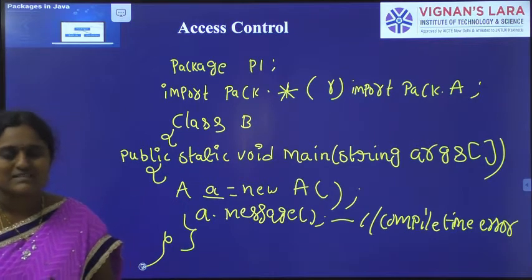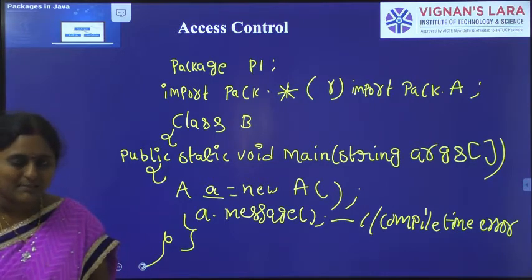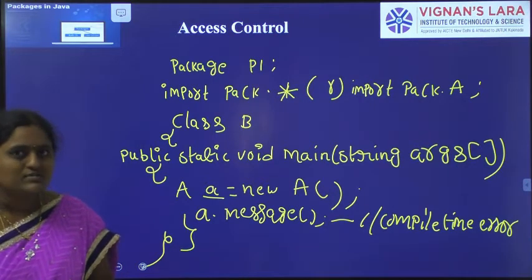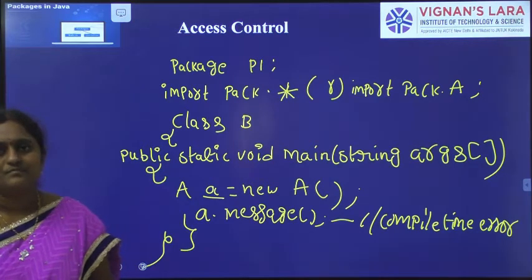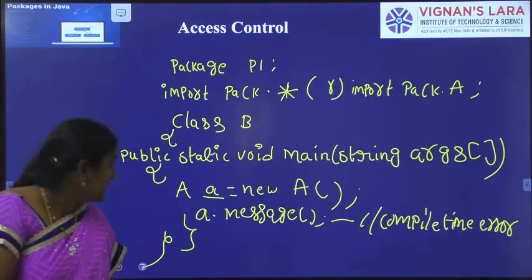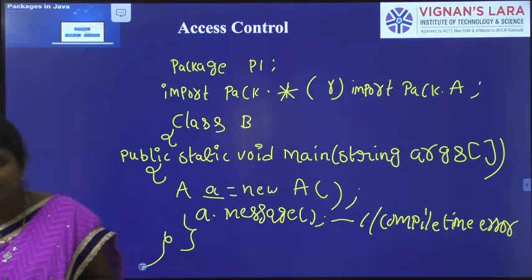What is the scope of the message method in the A class? Its scope is default. Default means within the package only we can access it. Outside the package we can't access the default access modifier. Okay. So I think you are clear about the default access specifier.